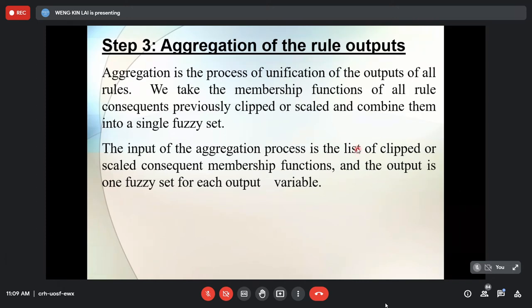You take the membership functions, all the rule participants previously clipped or scaled, right? You can use clip or scale. In this paper, we always use clipping, right? Scaling is a bit more tedious, so not necessary for the theory part. Also in your calculations, if you come across a question, use clipping, easier for you. And then you combine them into a single fuzzy set. That's the whole purpose, to aggregate by combining all of them.